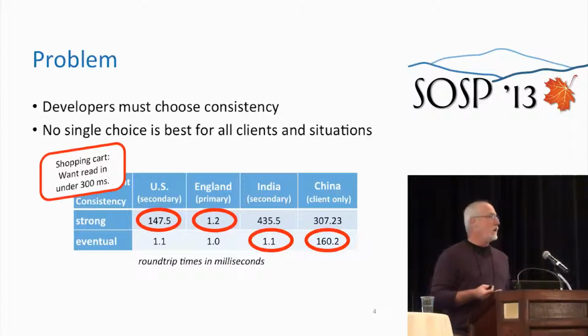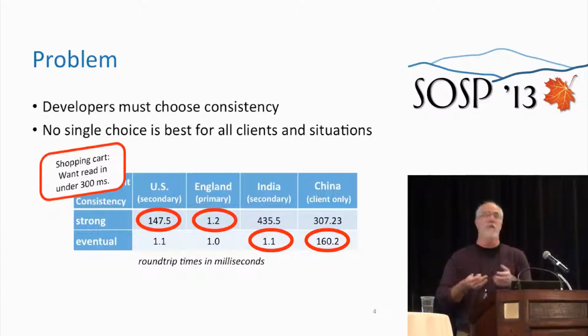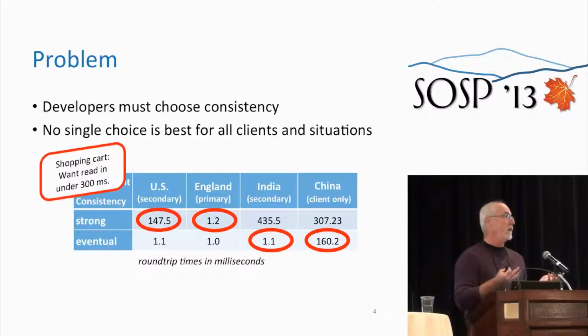So if you're the application developer, that means you either write your program so that you provide eventual consistency for everybody, which is what Amazon did, or you have to write complex code to try to figure out what class of user is running your application right now and what sort of consistency you can give them, and take different paths in your program. That complicates your program. So this is the problem that motivated us to design the Pileus system.